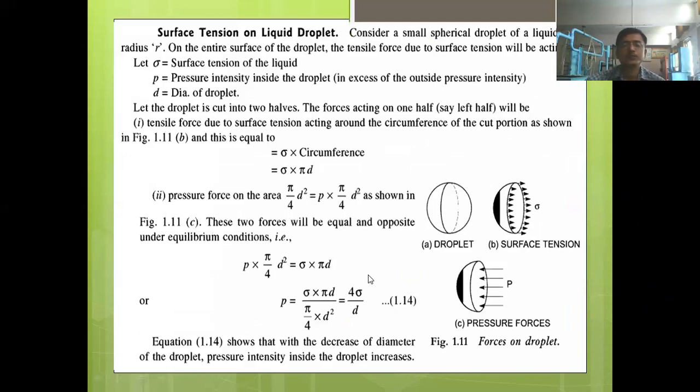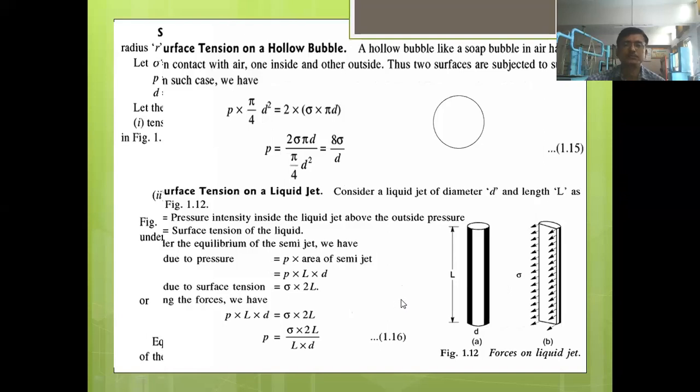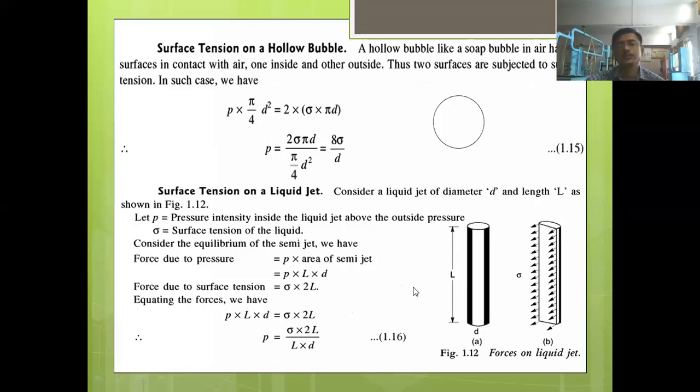I think you have written this formula: P equal to 4 sigma by d for the liquid droplet. Then the second formula, for the hollow bubble, P is equal to 8 sigma by d. And the last one, for the liquid jet, the formula is P equal to 2 sigma upon d.